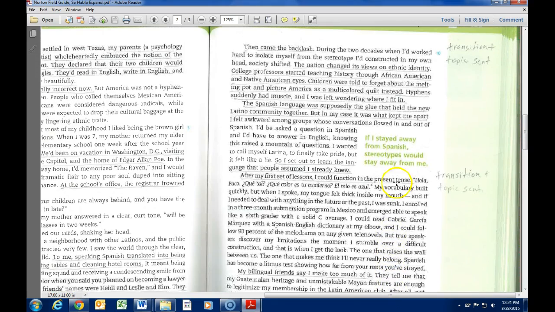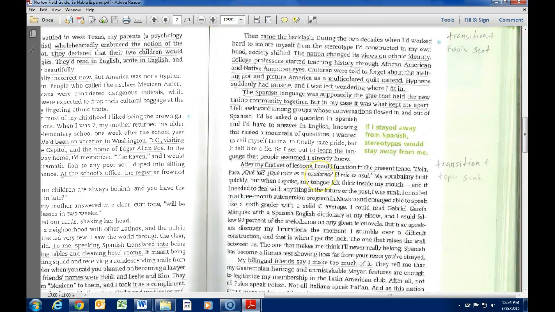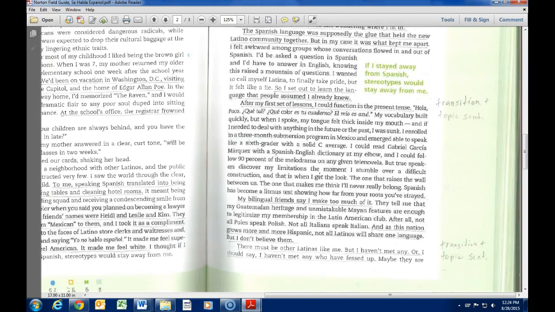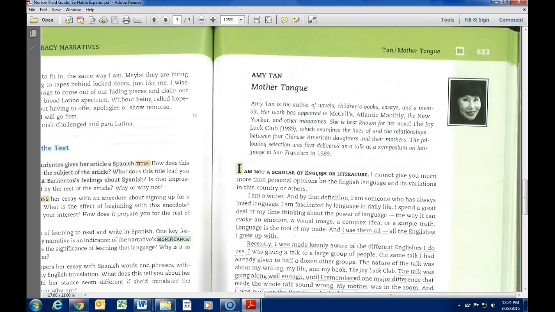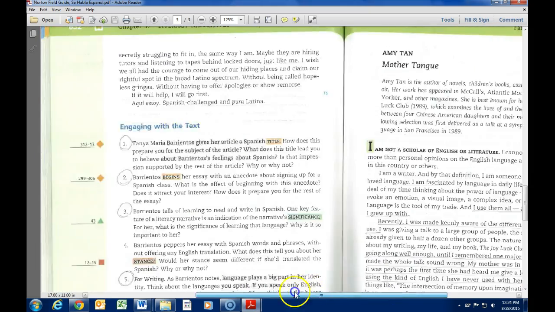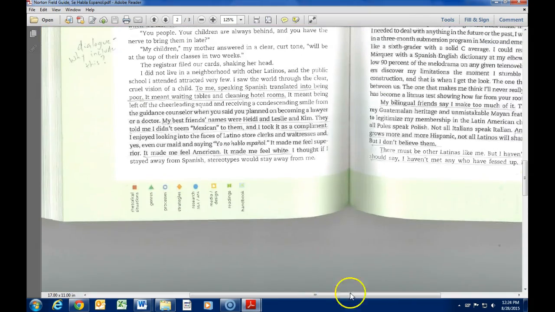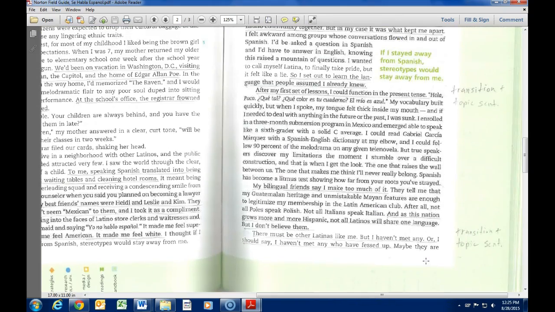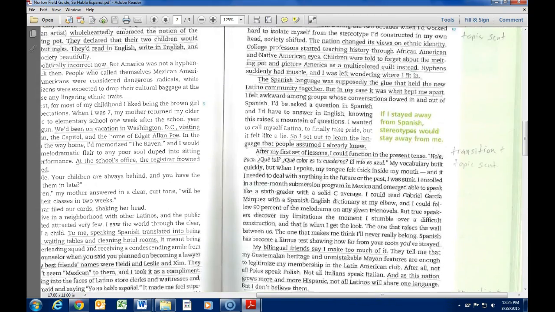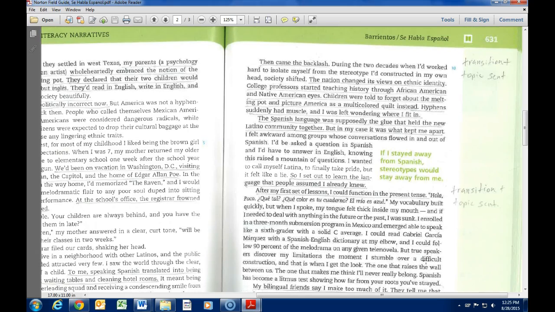She incorporates details. She learns Spanish, and how her friends view her, and how she's isolated from certain aspects of her culture because she can't speak Spanish. Okay, so this is a great example of a literacy narrative in that Barrientos is directly addressing how she perceives herself as a user of language.